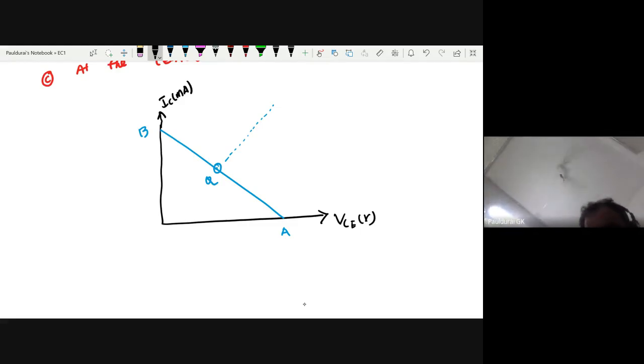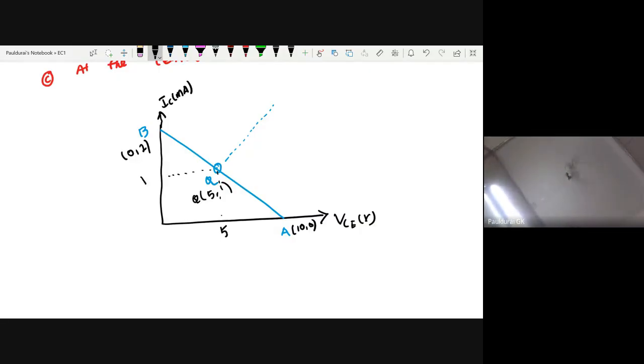Now suppose this is my 10, 0, and this is, say, 2 milliamps. You will fix your Q point at the center. What is the center for 10? 5. What is the center for 2? 1. So this is my 5 volt and this is my 1 milliamp. Here you will fix your Q point.